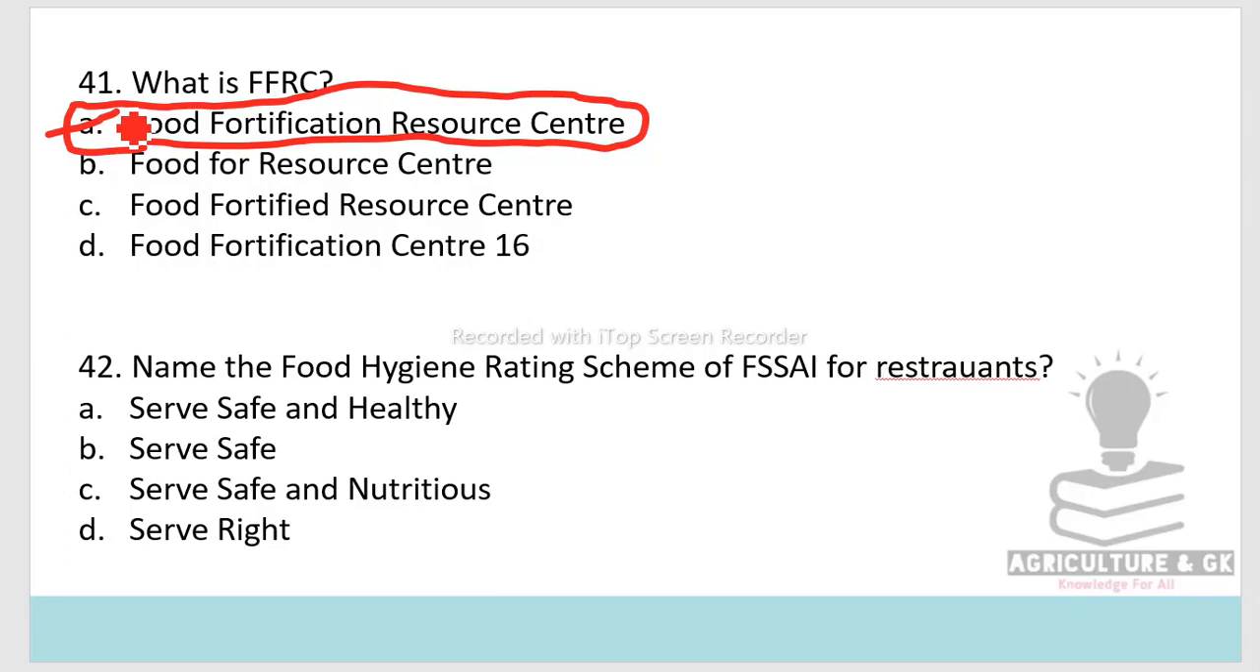Now next question is, name the food hygiene rating scheme of FSSAI for restaurants. Serve safe and healthy, serve safe and nutritious, or serve right. So which one of these is a name for food hygiene rating scheme of FSSAI for restaurants? It is serve safe. The food hygiene rating scheme for the restaurants, it is serve safe. So our answer will be option B.